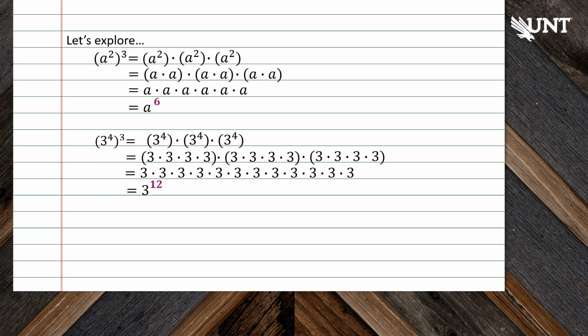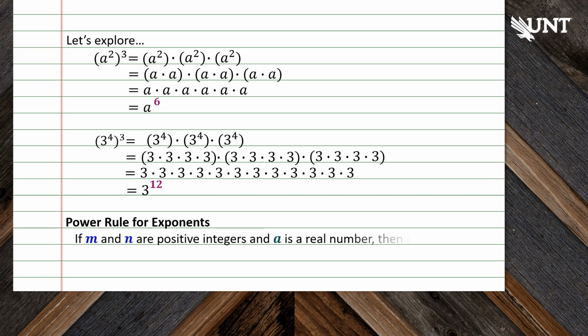Hopefully you noticed that multiplying the exponents would give us the result in our answer. And that brings us to the next rule. This is known as the power rule for exponents. It states if m and n are positive integers and a is a real number, then a to the power of m raised to the power of n equals a to the power of m times n. In other words, keep the base and you multiply your exponents.